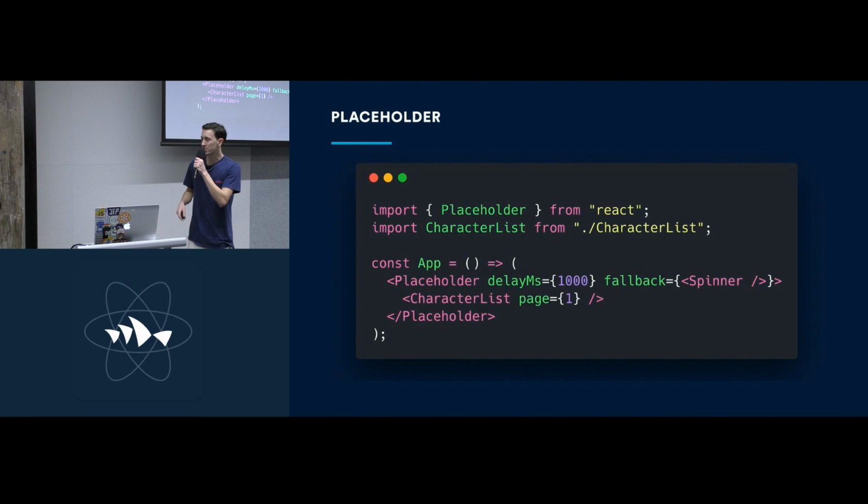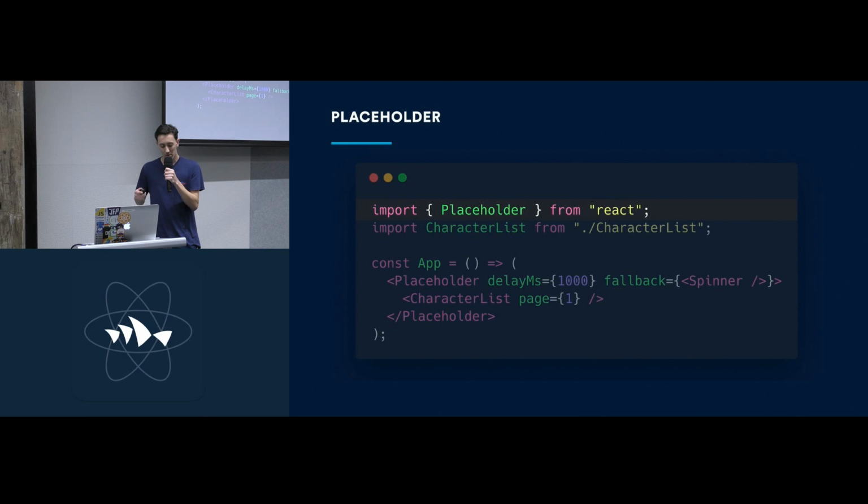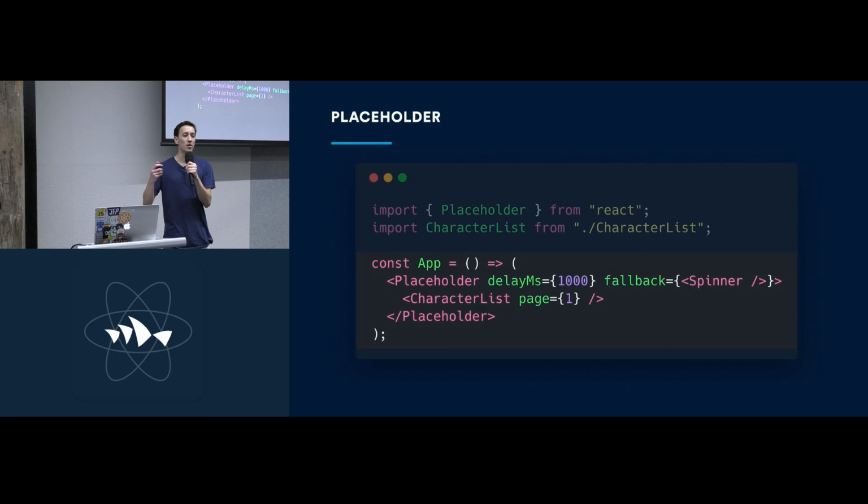And so the way these fetcher components fit into your React application is React is going to give you some tools like this placeholder component, and this lets you more easily control what your UI should look like while these components are fetching their data. So in this example, we're looking at a placeholder component, and the way this works is we're rendering our character list inside of it, and if the data is ready within a second, we'll just see the character list straight away. But if that takes longer than a second, then React is going to show the spinner, and then when the data becomes available, we will see the character list.